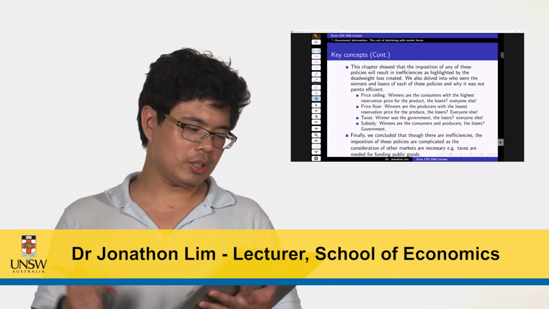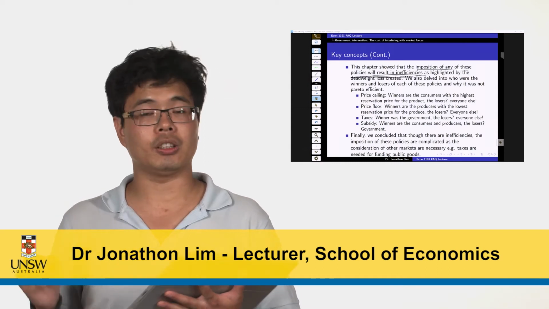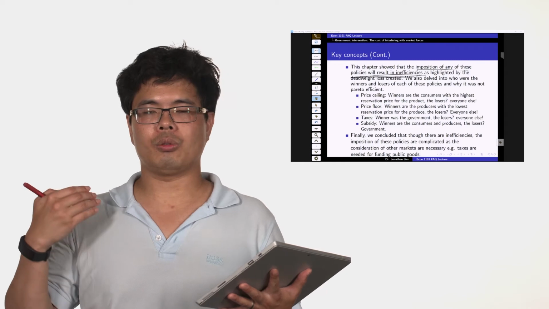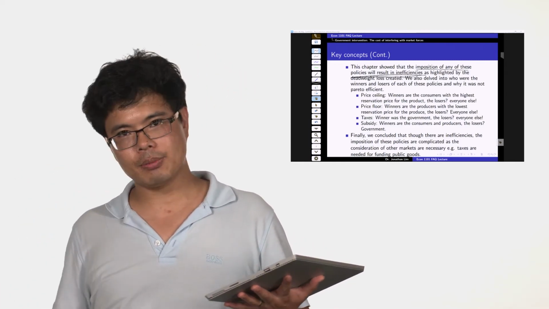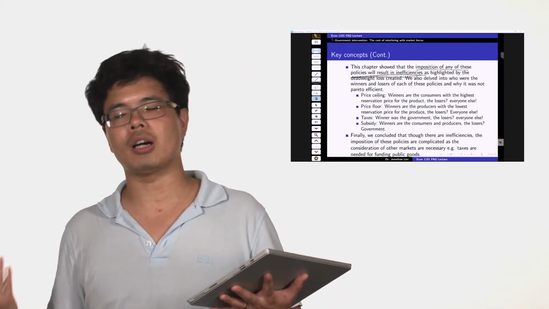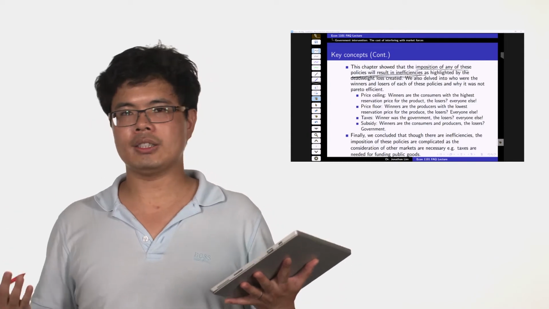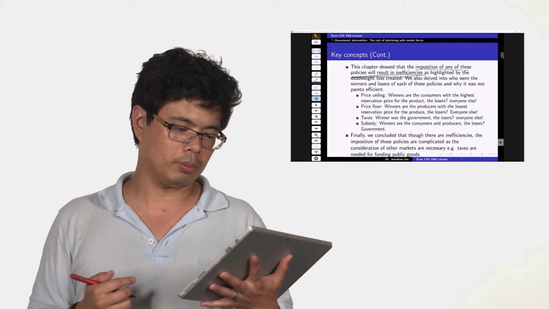Okay, so if I were to summarize this chapter, the imposition of any of these policies, which we concluded would be inefficient. If we look at it, the taxes, the subsidies, the price ceilings, the price floors, they all resulted in some sort of deadweight loss. But the winners and the losers differed a little bit.